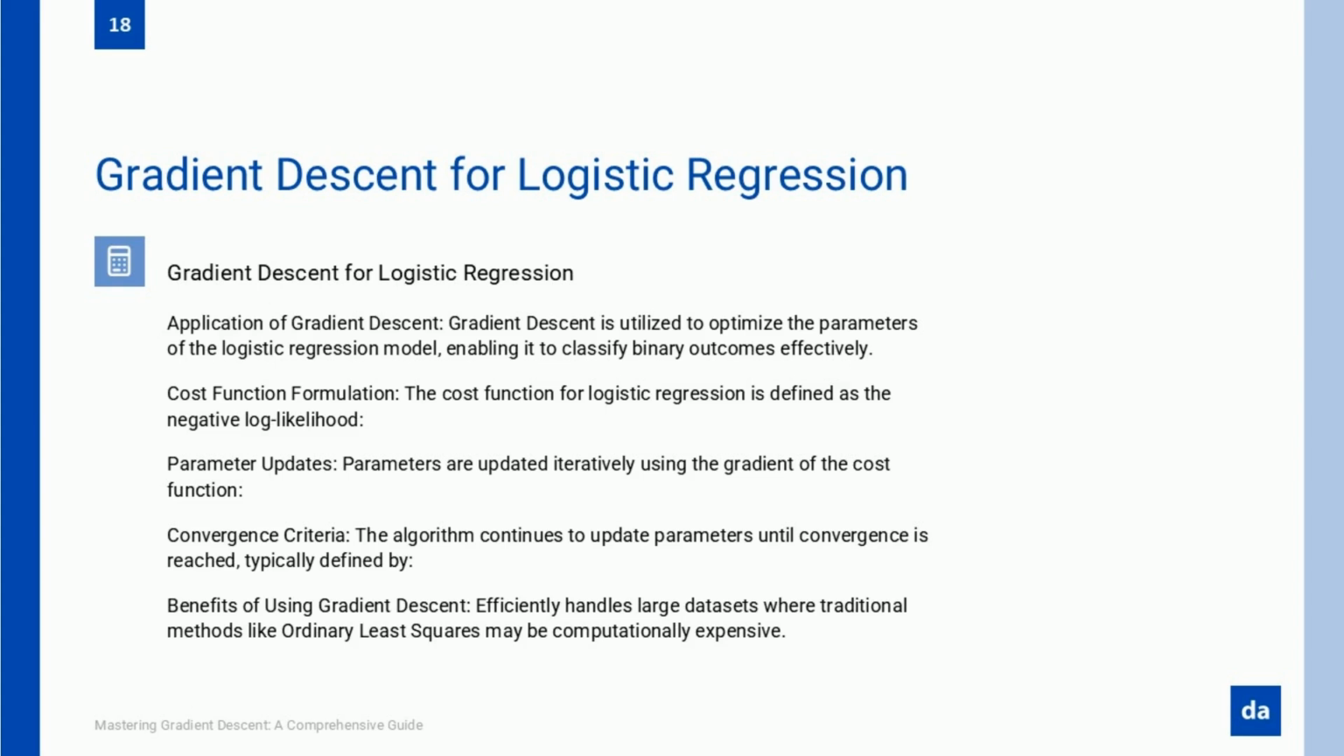The formula for log loss is cost function equals negative 1 divided by m times the sum of actual value times log of predicted value plus 1 minus actual value times log of 1 minus predicted value. This cost function penalizes incorrect predictions more heavily when the model is very confident but wrong.